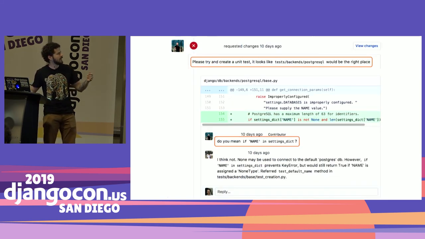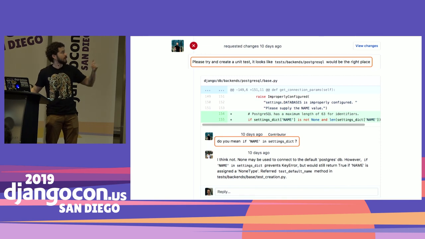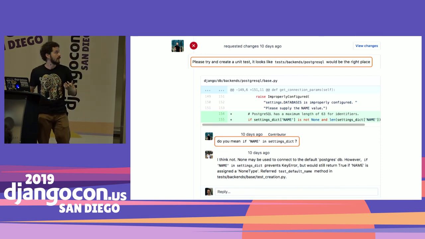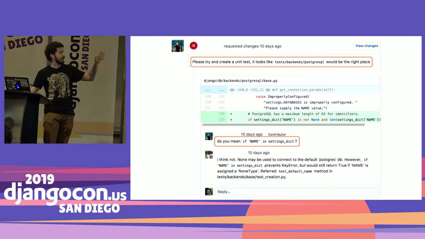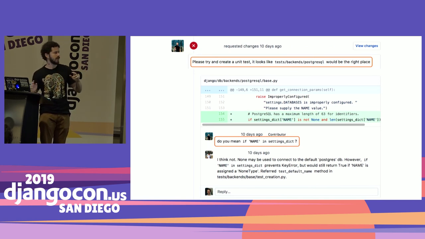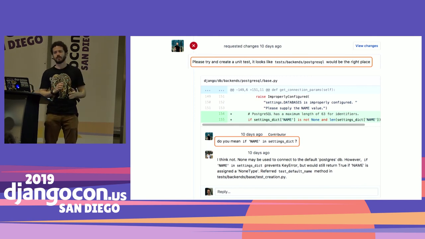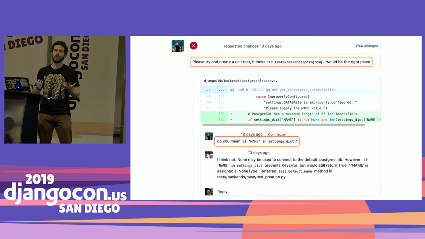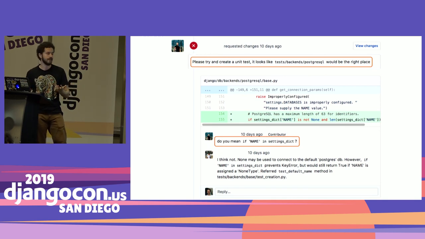And here's, I think, the last example. The reviewer suggested for someone to create a unit test for the changes they're making. The person didn't actually know how to do it. He kind of explained to the person where the test should live, because the person doesn't have the obligation of knowing how the project is configured.